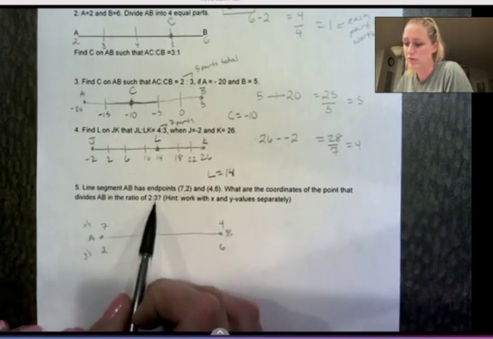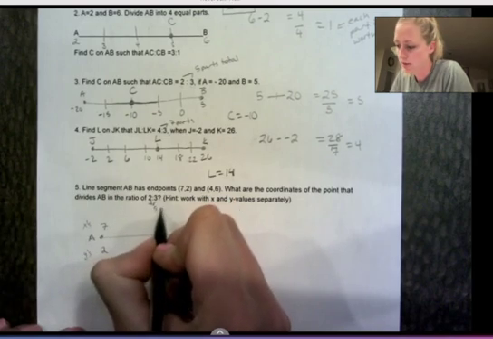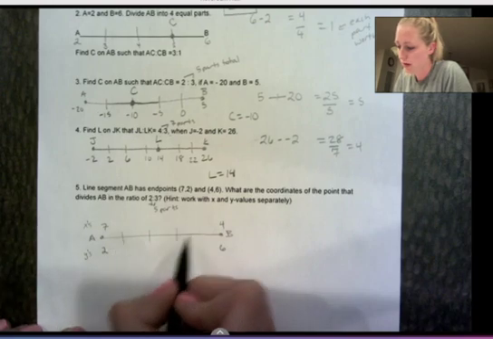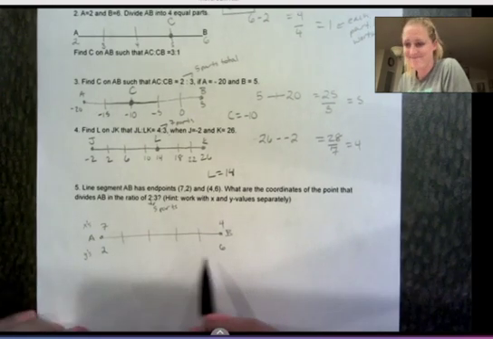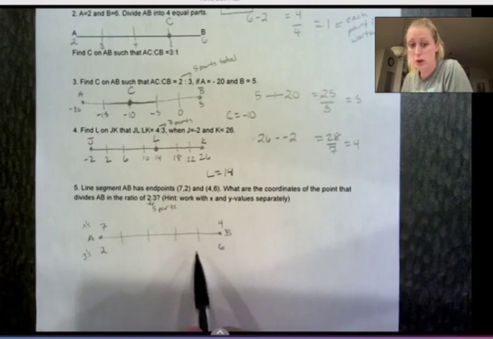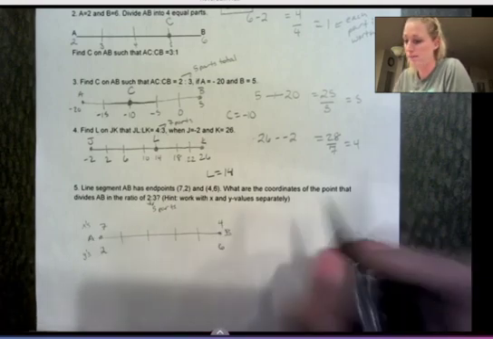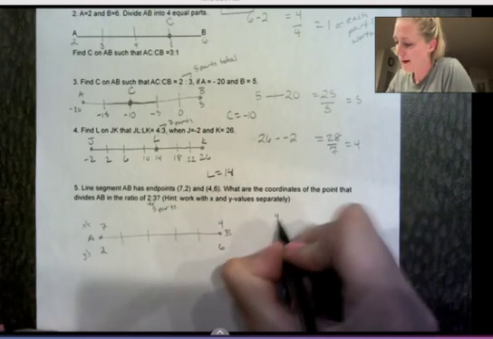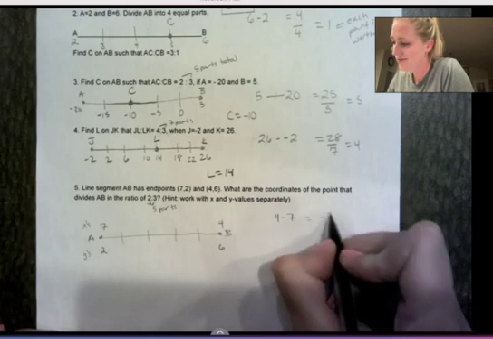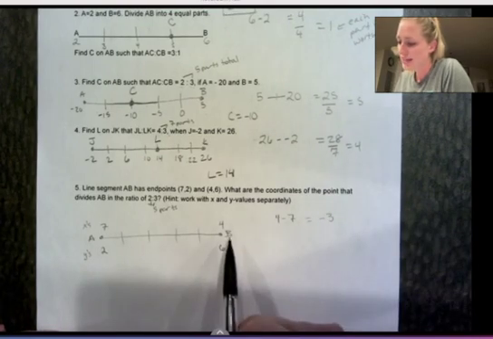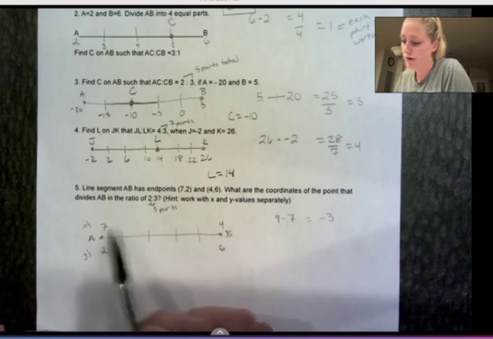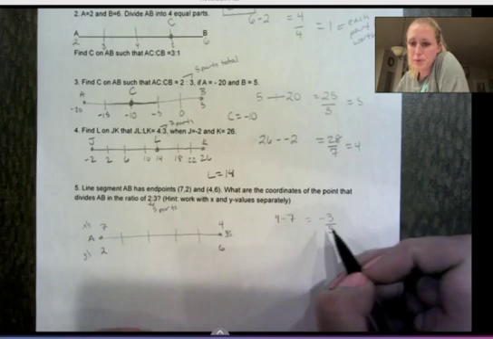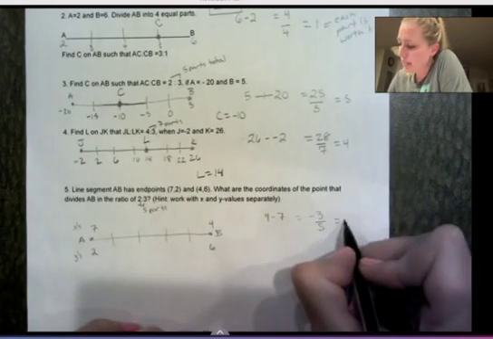So 2 parts on the left, 3 parts on the right is 5 parts. So I'm going to do 4 lines. 1, 2, 3, 4. Getting better. Now I'm going to do this twice. I'm first going to look at 7 to 4. I usually do the right side minus the left side. So 4 minus 7 is negative 3. I divided this into 5 pieces. This one isn't super nice: negative 3/5 as a decimal is negative 0.6.